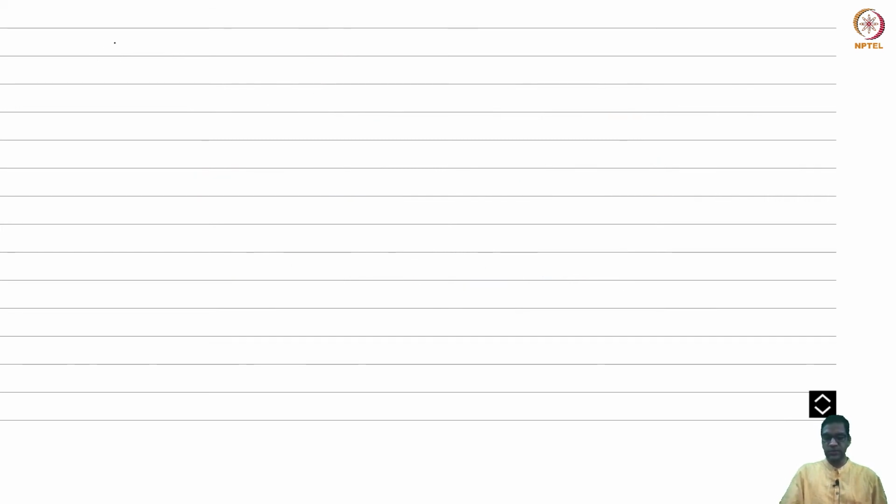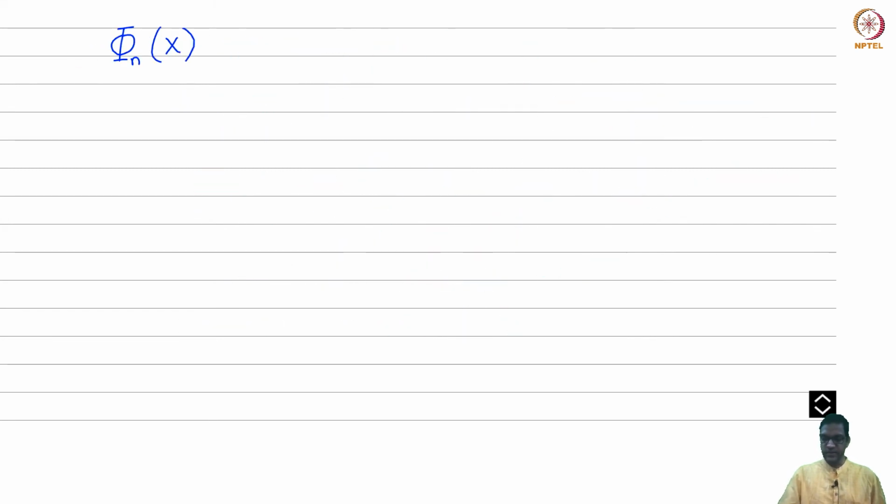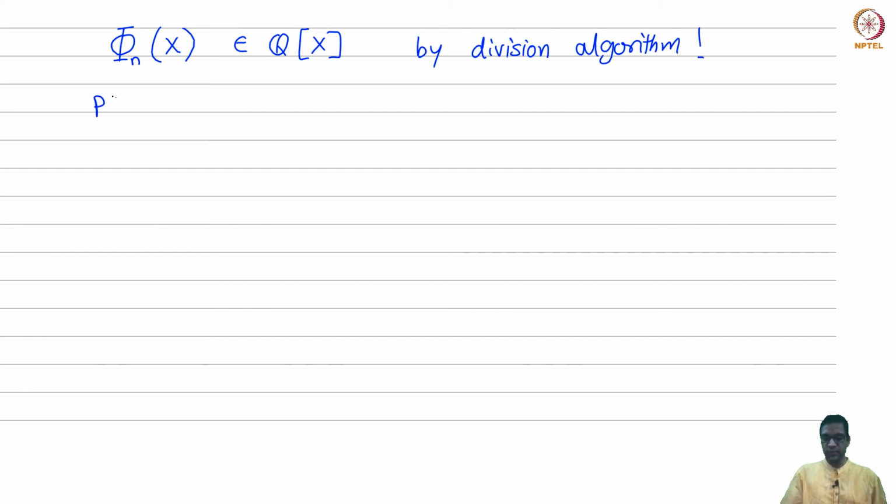So observe, this procedure implies the following, that phi n of x is actually a polynomial with rational coefficients. Why is that? By, if you wish, the division algorithm. Okay, so what do we mean by that? So let's prove this formally. It's an inductive proof. Proof is by induction on n.